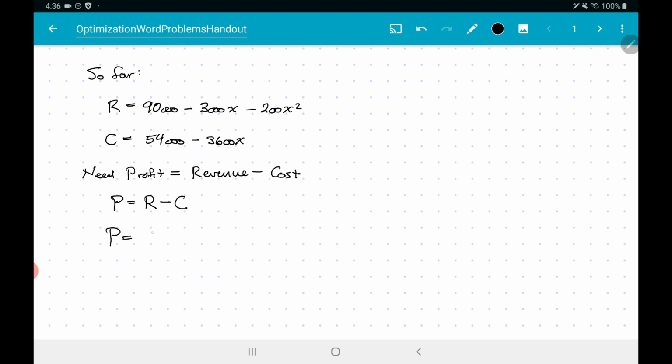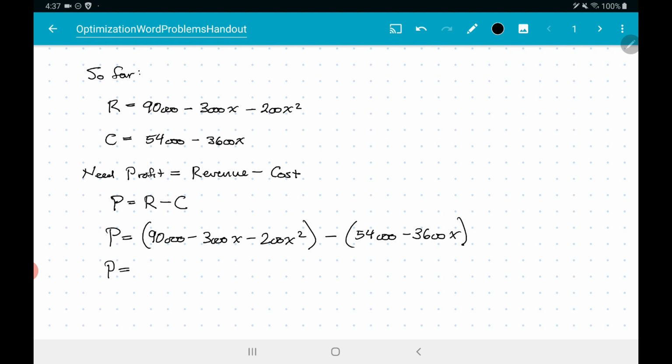Again, I'm going to fill in, so 90,000 minus 3,000x minus 200x squared to replace R. I'm going to put that in parentheses just to be safe. And then for cost, 54,000 minus 3,600x. The parentheses here and there are optional, but if it helps, by all means put them in. The parentheses around the cost function are definitely necessary because subtraction is asymmetric that way.